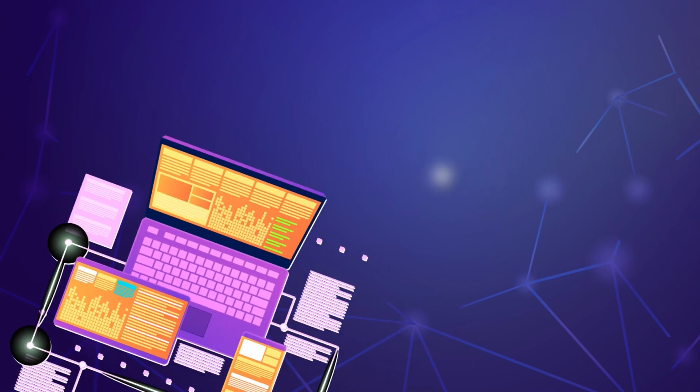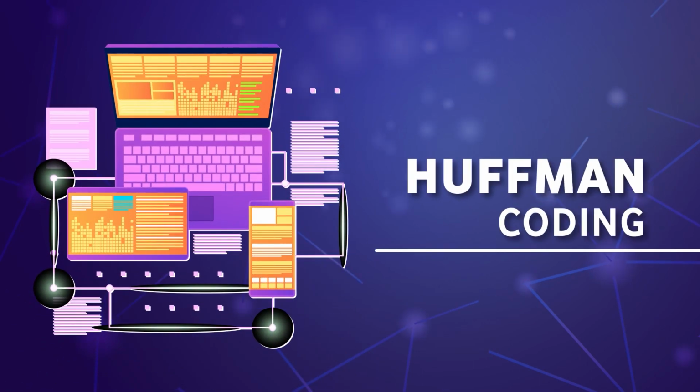I am Dr. Akshay Kumar from School of Computer and Information Sciences, and today we will be discussing Huffman coding in this particular session. Well, what is Huffman coding? Why do we need this kind of a mechanism or this kind of a coding system?